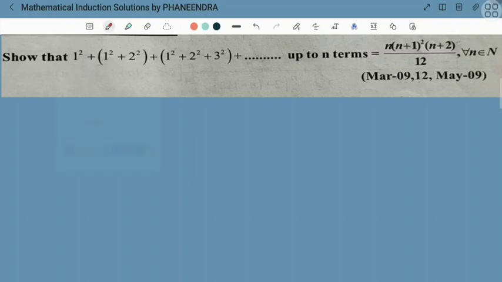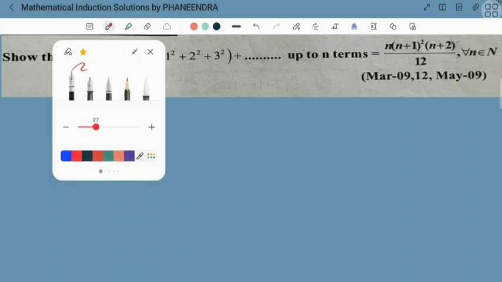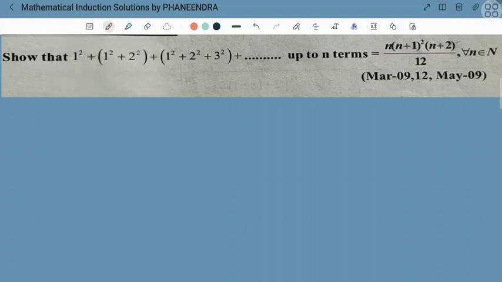In this video, I am going to discuss mathematical induction 7 marks questions. Let us have a discussion. The question here: show that 1 square plus (1 square plus 2 square) plus (1 square plus 2 square plus 3 square) plus and so on up to n terms is equal to n into (n plus 1) whole square into (n plus 2) by 12.